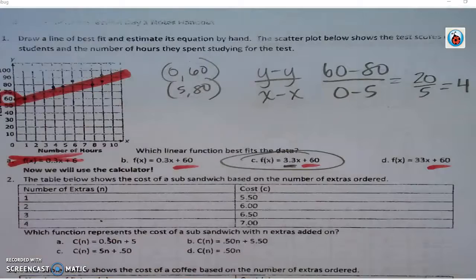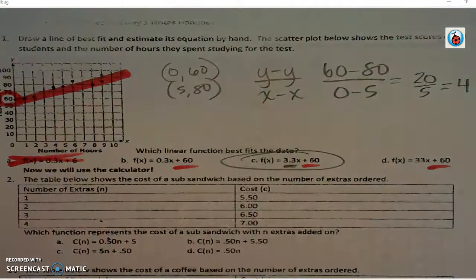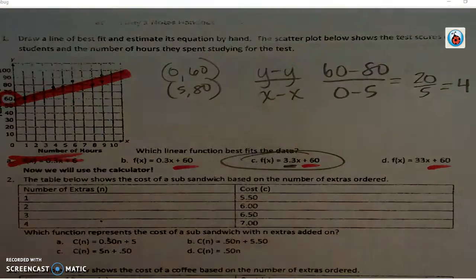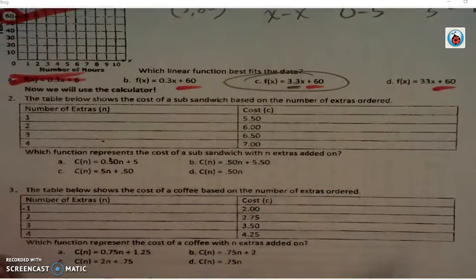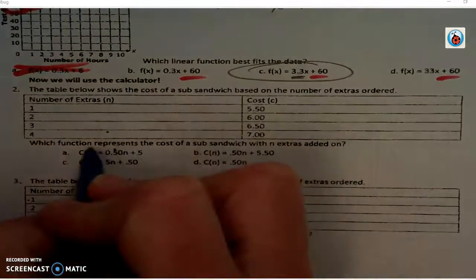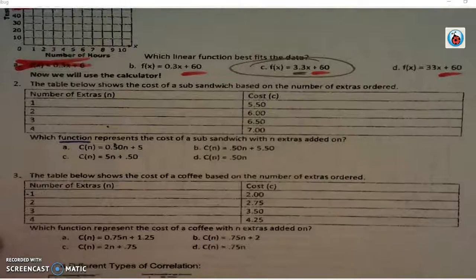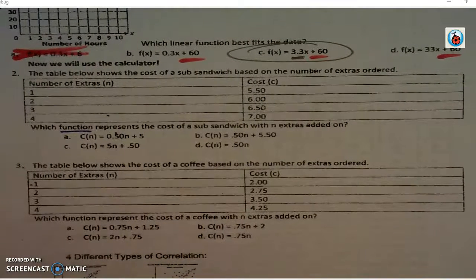Number 2. Now we will use the calculator, or Desmos. The table below shows the cost of a sub-sandwich based on the number of extras ordered. Which function represents the cost of a sub-sandwich with n extras added on? So I'm going to show you how to do this.